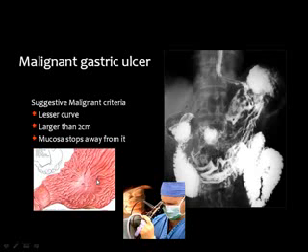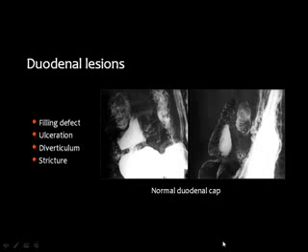This is the ulcer, and you can see the mucosal folds are away from the ulcer edge because of the invasion of the adjacent tissue by the malignant tumor. And here are the characteristics or the criteria of a malignant ulcer in the stomach. The ulcer is usually located on the lesser curve. It is usually larger than 2 centimeters in diameter, and the mucosa stops away from its edge.